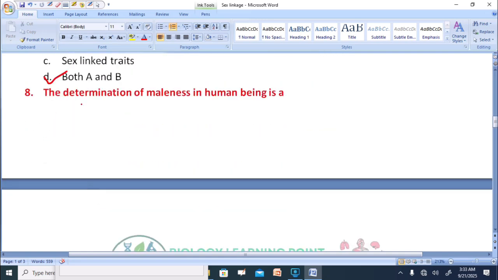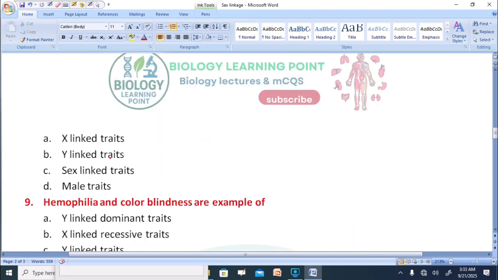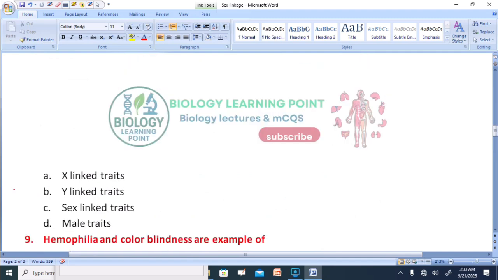The next question: the determination of maleness in human beings is. The options are option A X linked trait, option B Y linked trait, option C sex linked trait, option D male traits. The right option is option B, Y linked trait.